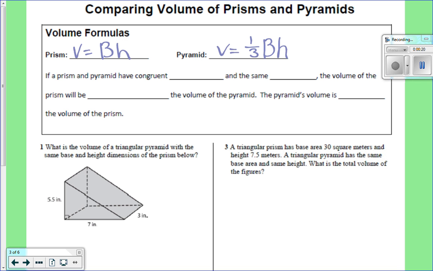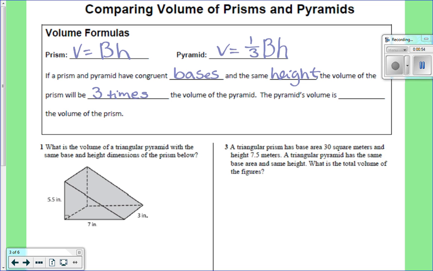Alright? If a prism and pyramid have congruent bases, just like we saw in the warm-up, and the same height, perfect. The volume of the prism will be what? The volume of the pyramid. Think of the video yesterday. The prism will be what? 3 times. Good, you got it. 3 times the volume of the pyramid.